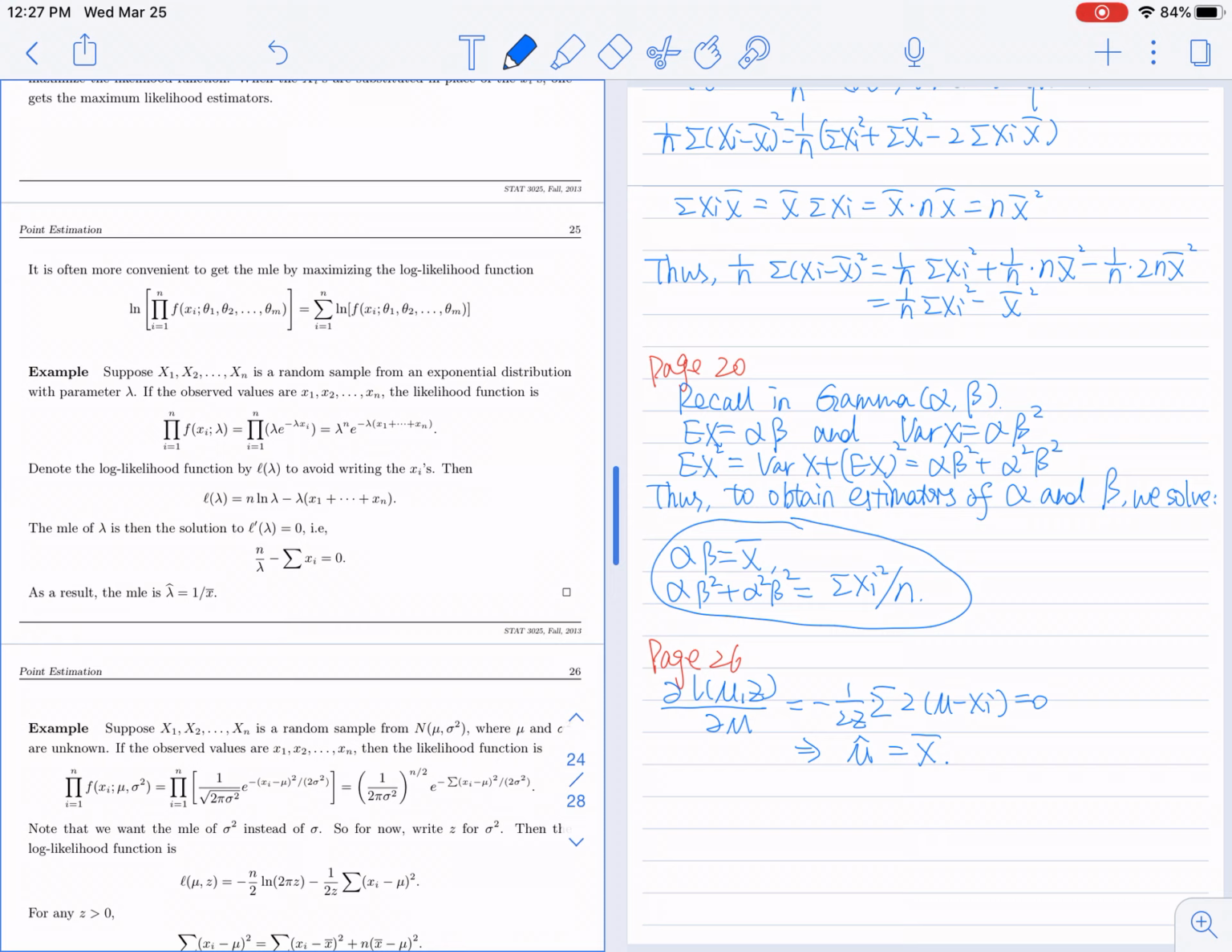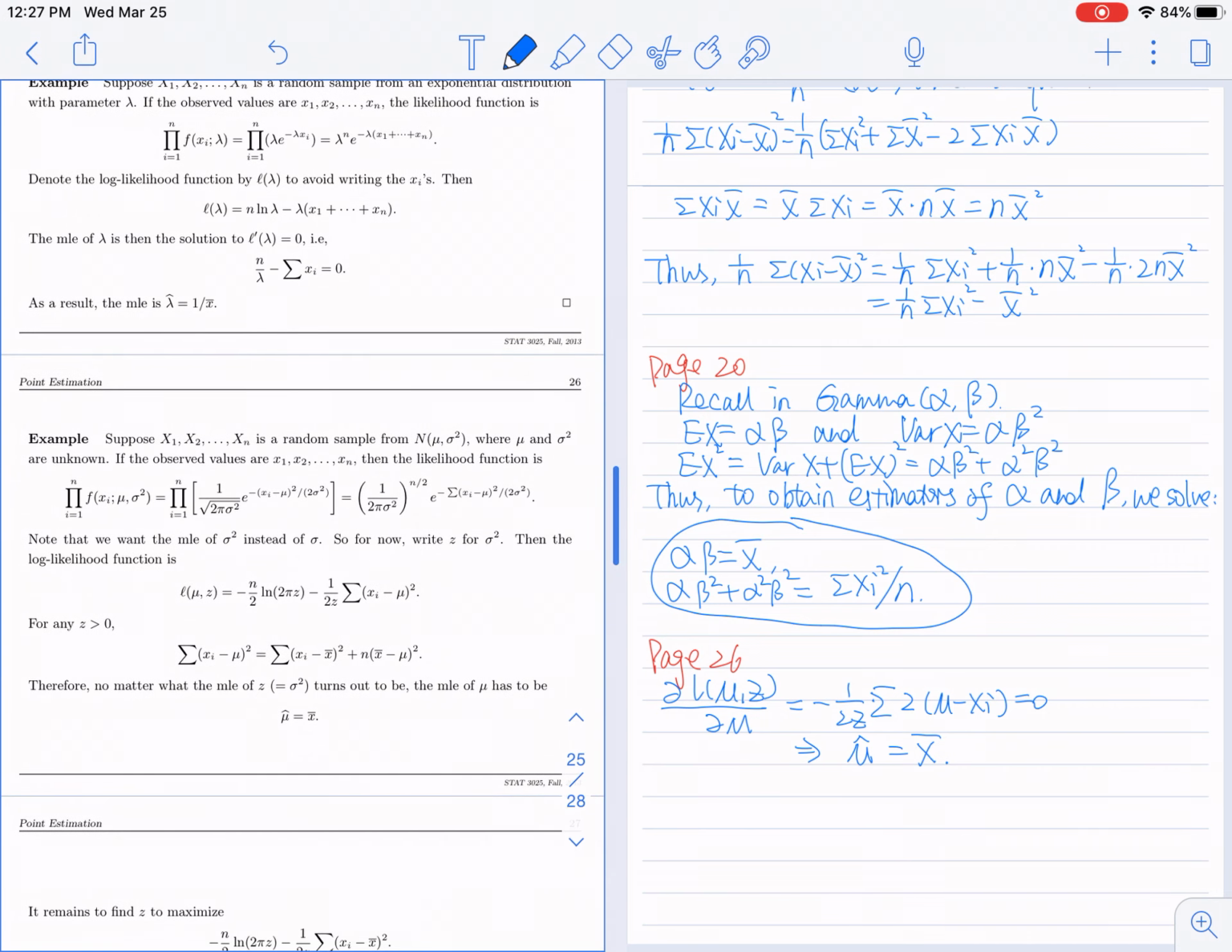Then the first derivative gives us n divided by lambda minus the summation of xi. Then solving this equation, we have lambda equal to 1 divided by x bar. So this lambda hat is the maximum likelihood estimator of lambda from an exponential distribution.